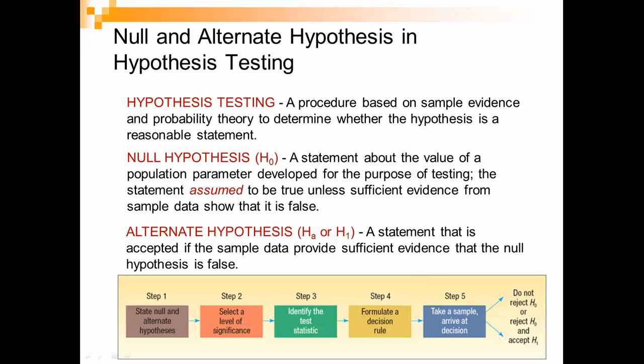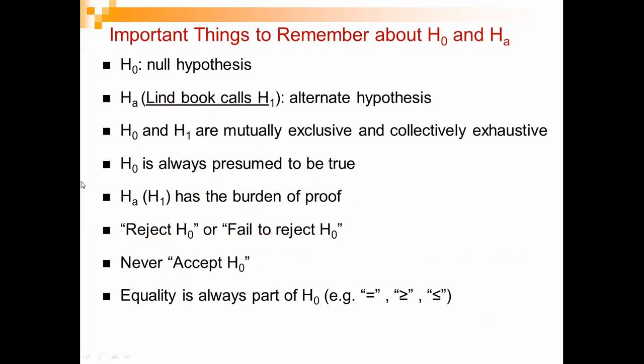But there's some things you want to make note of about the null and the alternate hypotheses. So H sub 0 is your null hypothesis. H sub A, and our Lind book calls it H sub 1, is an alternate hypothesis. So you may see either one of these notations, H sub A and H sub 1. H sub 1 is generally used because you may have something where you have multiple alternate hypotheses. H sub 0 and H sub 1, so the null hypothesis and the alternate hypothesis, are mutually exclusive and collectively exhaustive. So what does that mean?